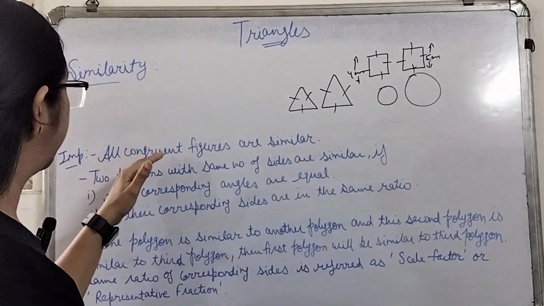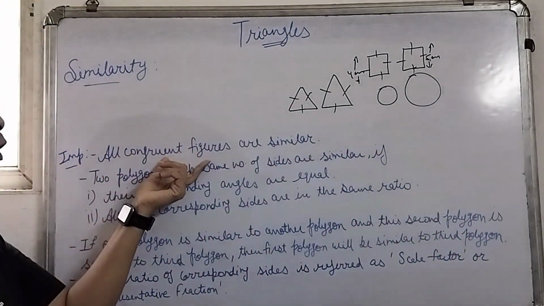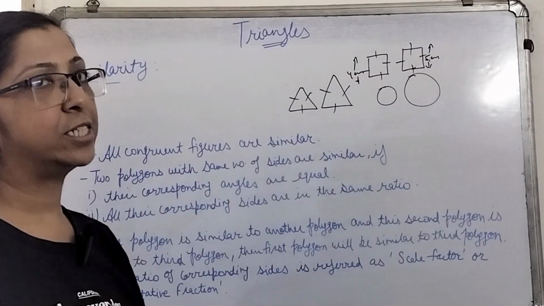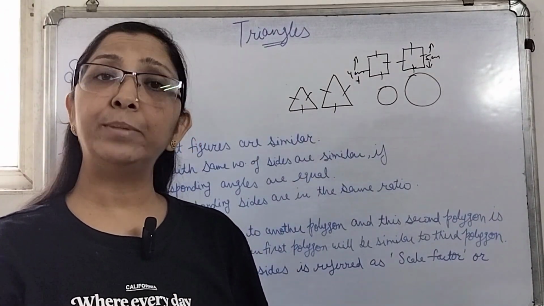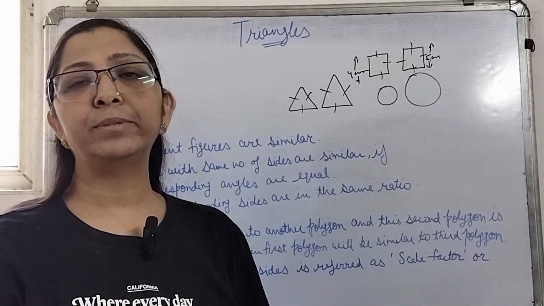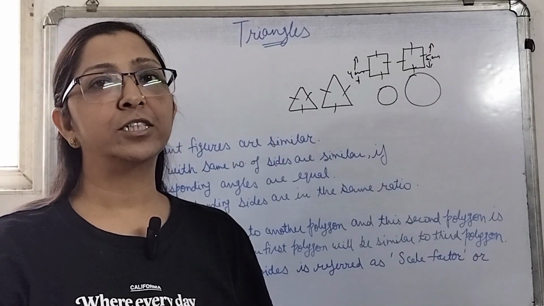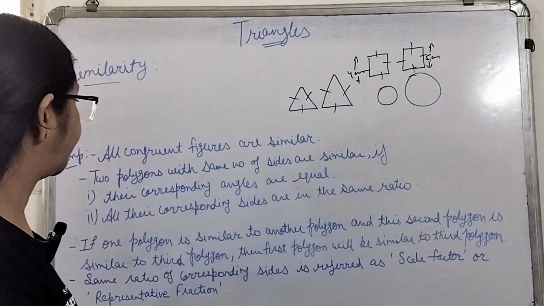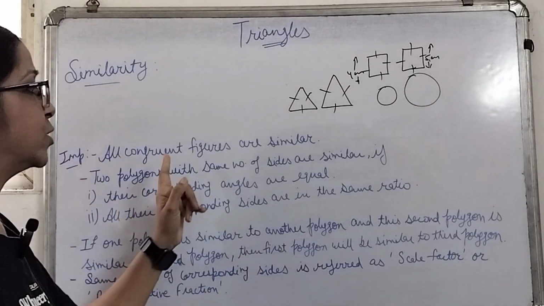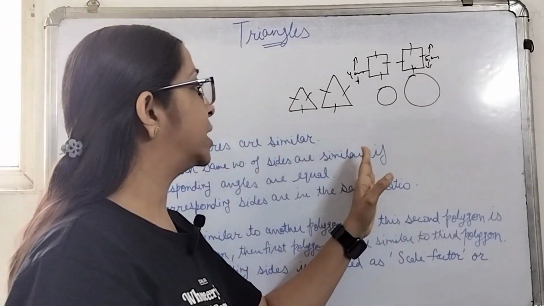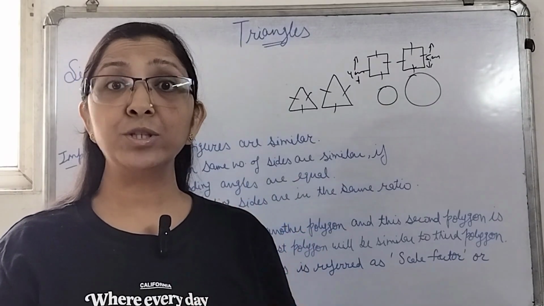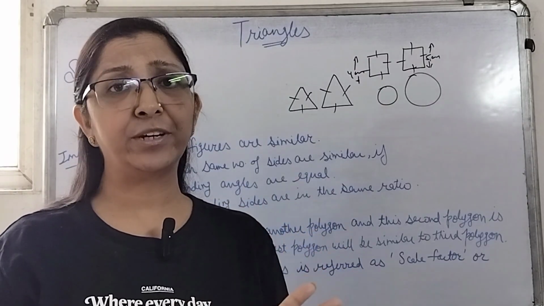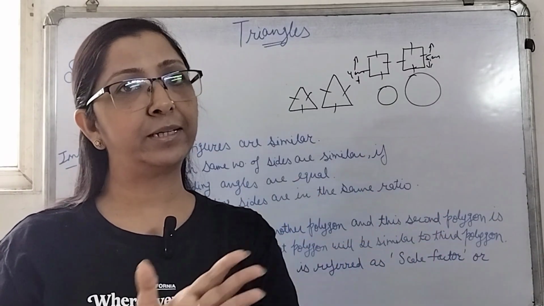Now see some important points. All the congruent figures are similar, as we just discussed. If we take any congruent figures, they will be similar, although it is not compulsory that all the similar figures will be congruent also. Two polygons with the same number of sides are similar. Whenever we are comparing any two similar figures, it means the same type of figures, like a rectangle with a rectangle.